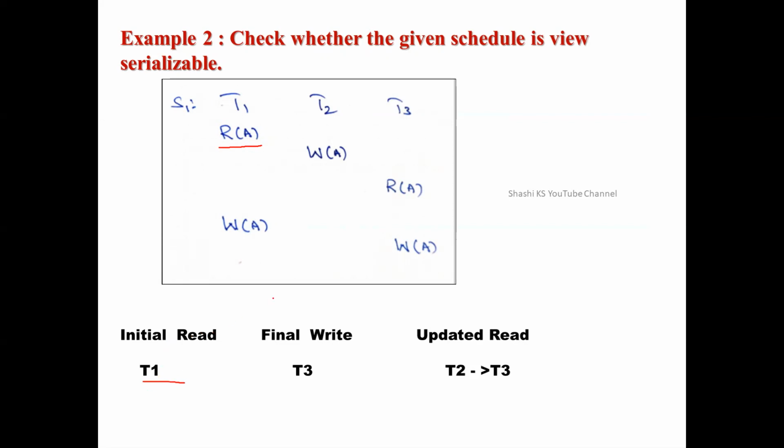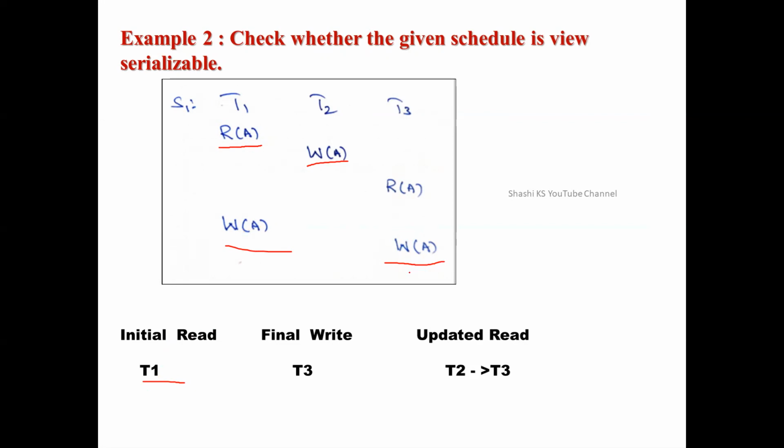Who's doing the final write operation? You have three write operations here. One is here, and the other one is here, and the other one is here. Okay, who is doing the final write? Last write is done by transaction T3 here. So the final write is done by transaction T3.